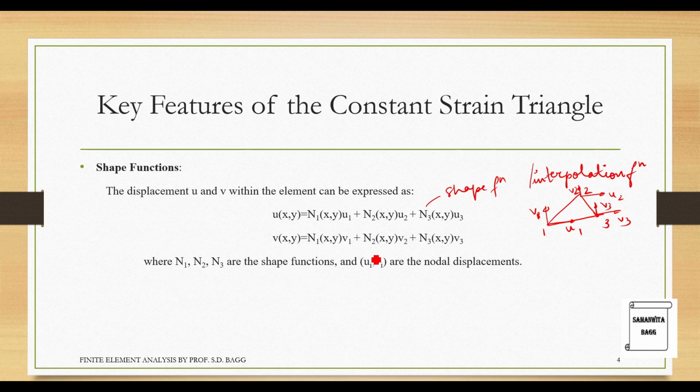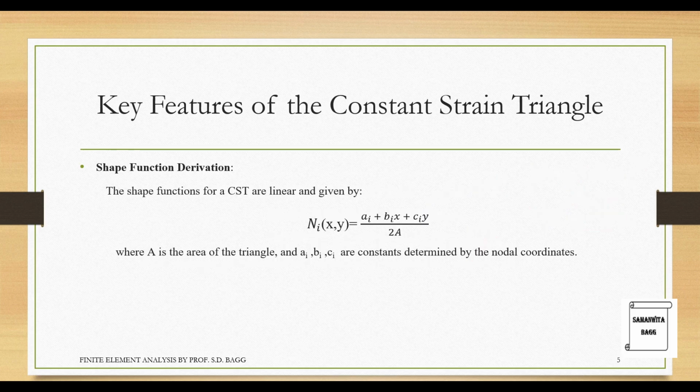Similarly, you can write the equation of v, that is v is equal to N1 v1 plus N2 v2 plus N3 v3. In my derivation, instead of N, I have used phi as a term for shape function or interpolation function. It is one and the same thing. You can use either of the two symbols, where N1, N2, N3 are the shape functions and ui, vi are the nodal displacements.